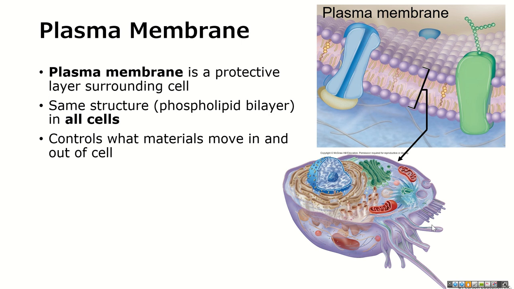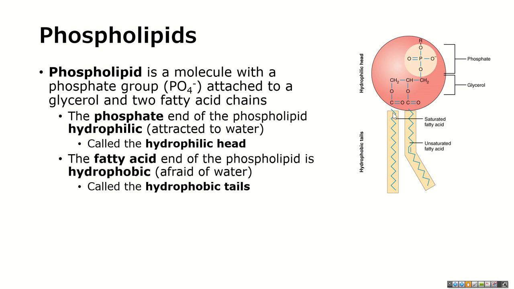And remember, all cells are going to have a plasma membrane, and they're all going to have the same basic structure, which is a phospholipid bilayer. The phospholipid is a molecule that looks like this. Okay, so it's got a head and it's got two little tails. At the head is a little group of atoms bonded together that we call a phosphate group. Okay, it's because it's got a phosphorus in the middle, so it's called a phosphate group. And then there's this little 3-carbon molecule that we call a glycerol.